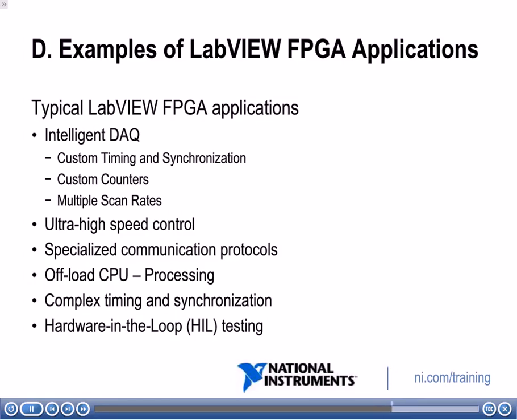You can also have multiple scan rates. For example, you can have multiple rates getting analog input, with each of those loops running at a different rate. Also, because it's FPGA, you get ultra-high speed control, so you can get things in the range of nanoseconds. Because you have fast speeds, you can have specialized communication protocols that you implement. Also, if your host computer is spending a lot of time on CPU-intensive processing, you can move that down to the FPGA, so that the CPU isn't as taxed. Also, complex timing and synchronization are all possible on FPGAs.